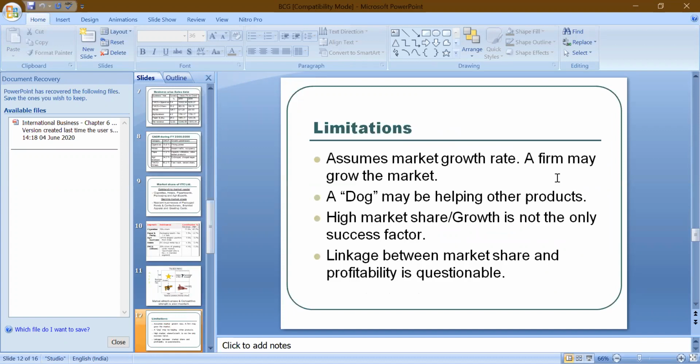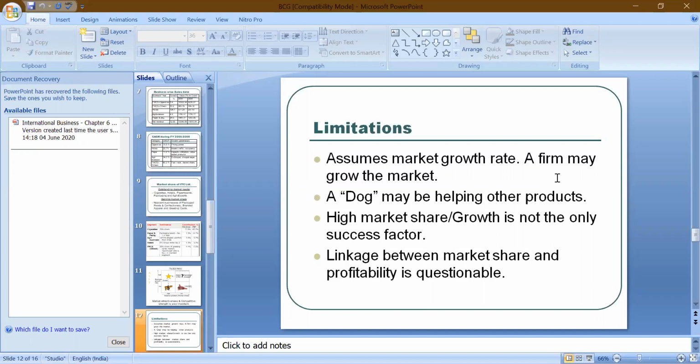Here we are assuming the growth rate, but actually we don't know. Based on the past couple of years of track record, we understand this is the growth rate. A firm may grow the market or not, we don't know. A dog may be helping the other products indirectly. So we can't always say that the dog is something that we have to take off from our matrices.